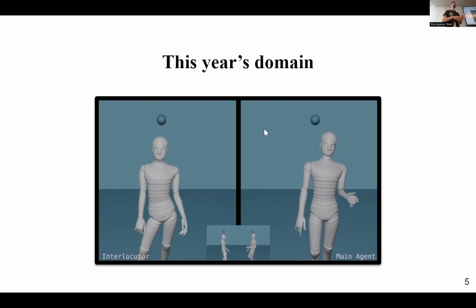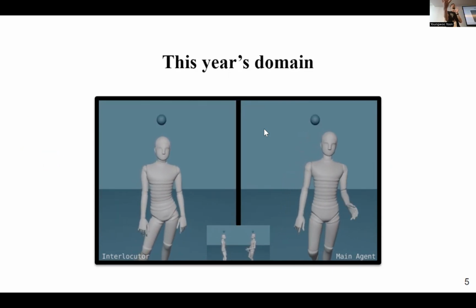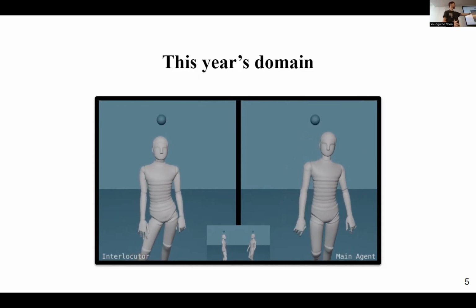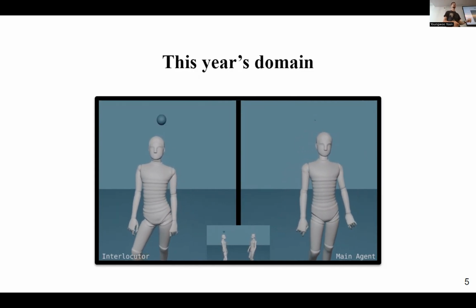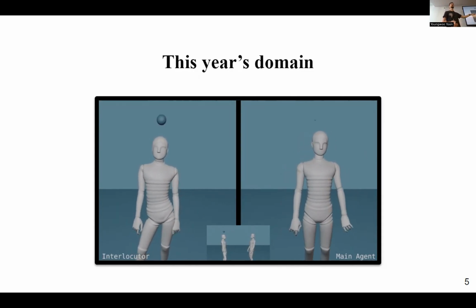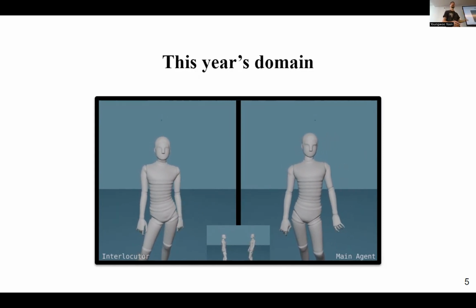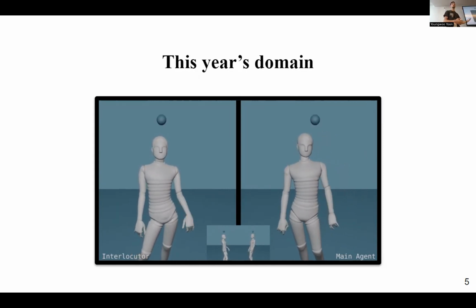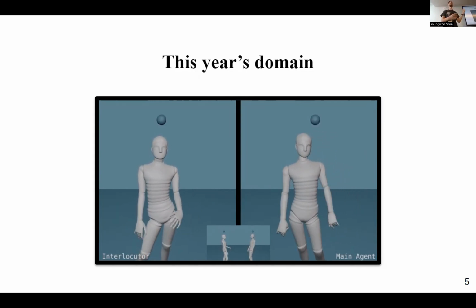This year's challenge has been expanded from single person gesture generation to a dyadic setting, where we have 2 people in interaction, and we want to generate gestures for a main agent, here shown on the right, while taking the interlocutor on the left into account. So in this setting, what's given to the participants is the speech of the main agent, but also the speech and gesture of the interlocutor. And the task is to generate gestures which don't only align with your own speech, but also with the interlocutor. And we will see how far the field has advanced in that so far.